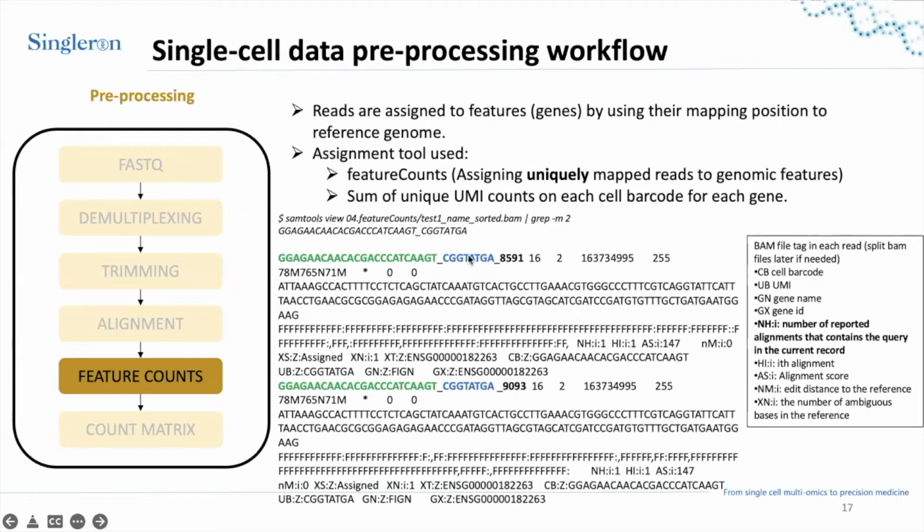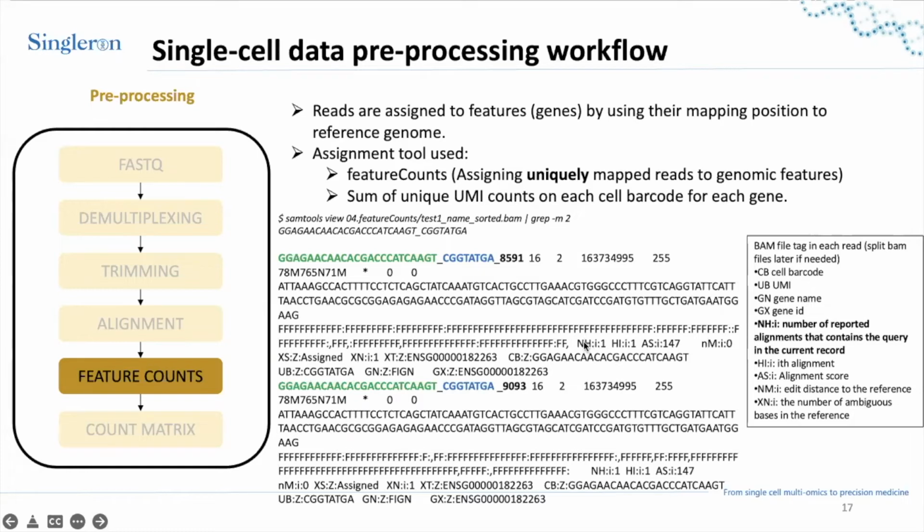So going back to the FASTQ files, BAM files. If we, for example, use this command line to search for our read name, we will be able to find these reads in the BAM files. And additionally to the sequences, now we have more information. CB here is the cell barcode, the UB here is the UMI sequence, the GN is the gene name, and then we also have the GX, the Ensembl gene ID.